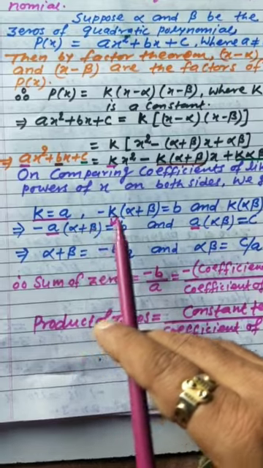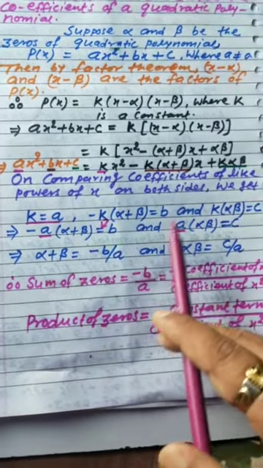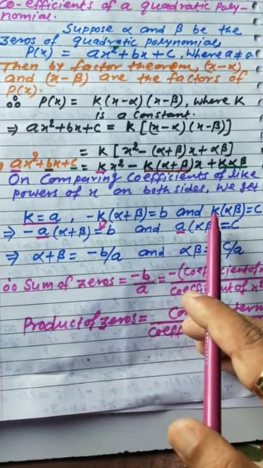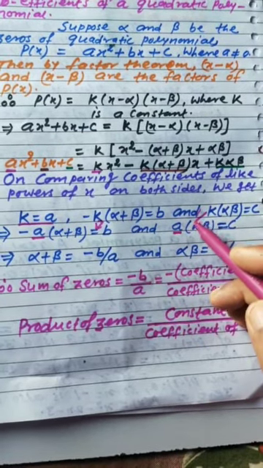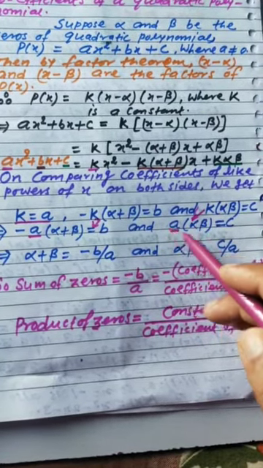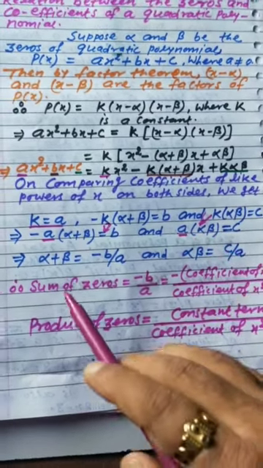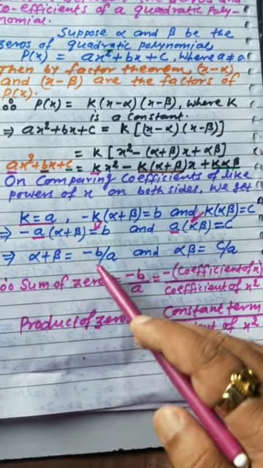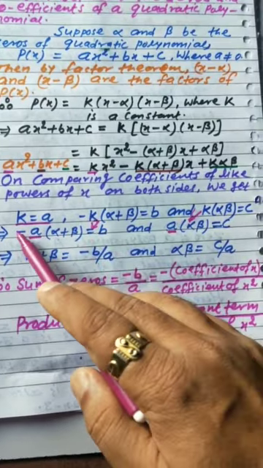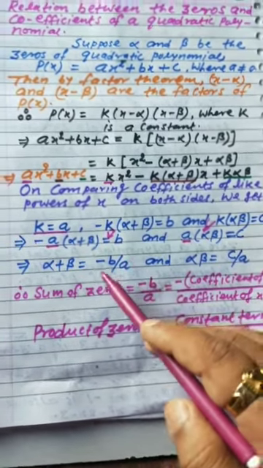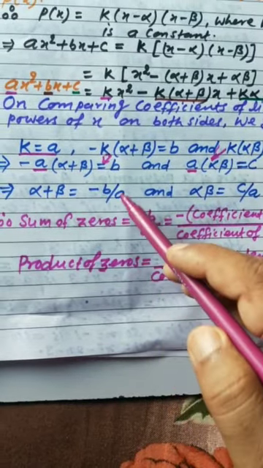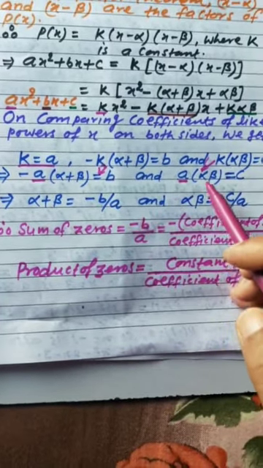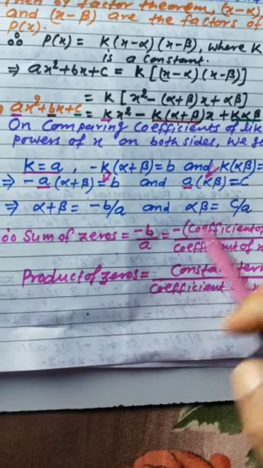Minus alpha plus beta will be equal to b, and we have also put the value of k here. In this, k is equal to a, alpha beta is equal to c, then alpha plus beta will be equal to b. The minus sign will transfer to RHS, so it will be minus b by a, and alpha beta will be equal to c by a.